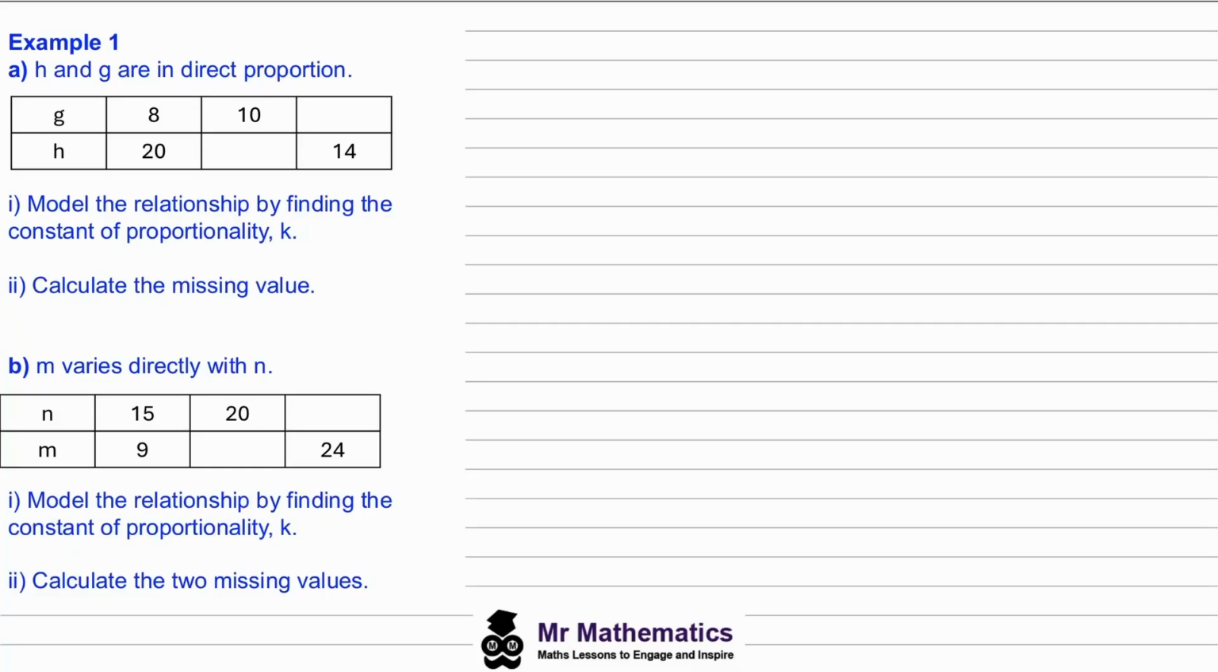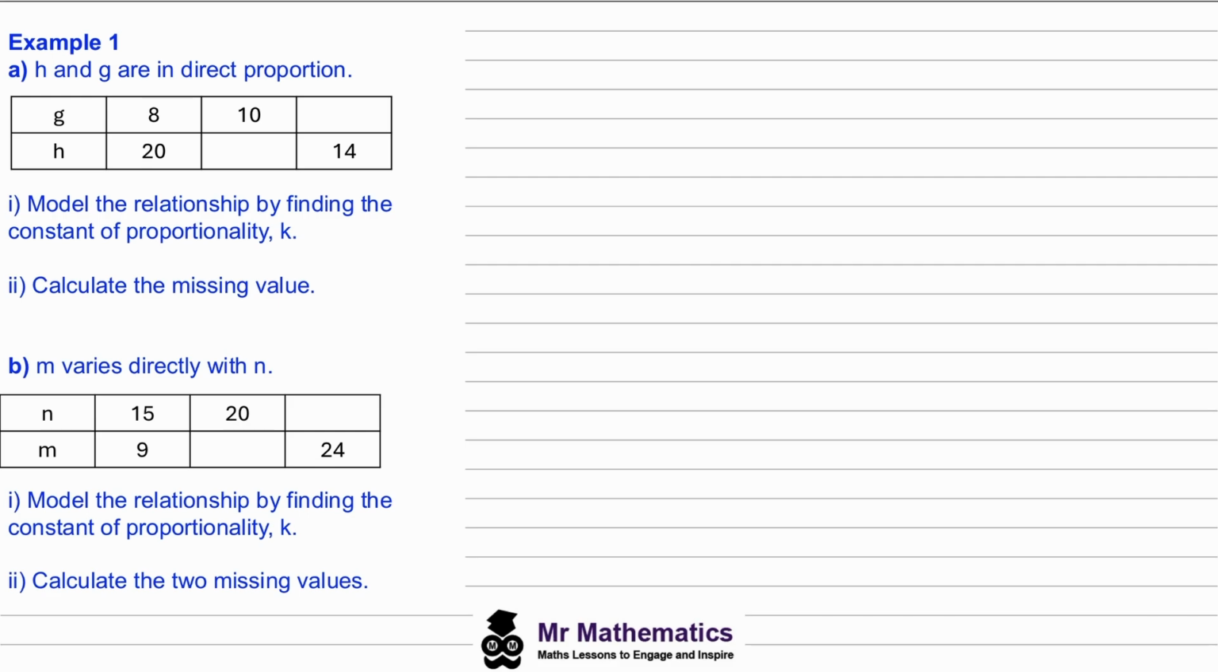Hi everybody. In this video, we're going to look at how we can set up a model for two units that are in direct proportion, or they vary directly. So when two things are in direct proportion, it means that they change together in the same way. So if one doubles, the other doubles.